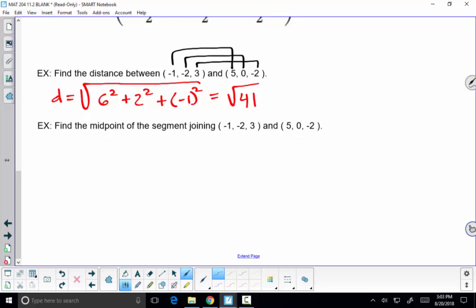So 5 minus minus 1 is 6. 0 minus minus 2 is 2. Negative 2 minus 3 is negative 1.